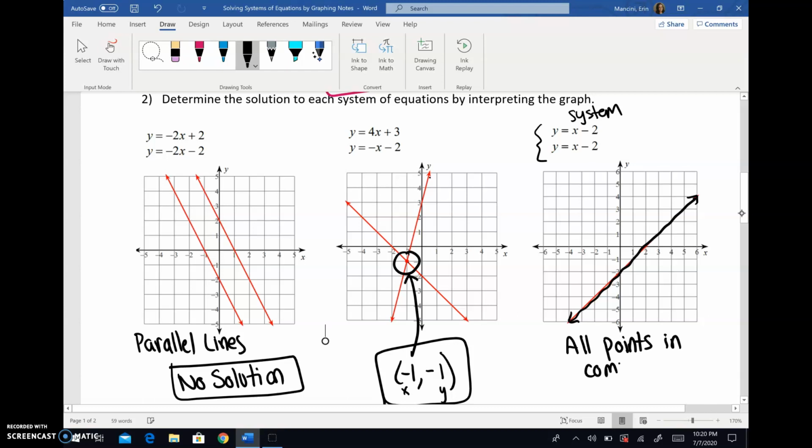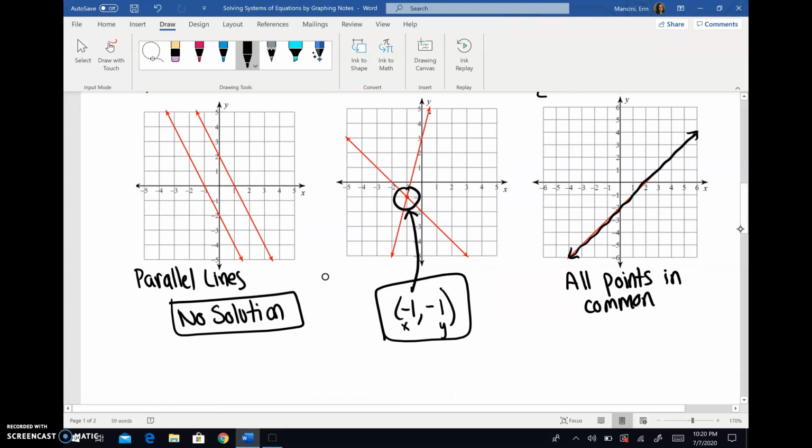Now that's a mouthful to say, the solution. So we would say then, if they have every point in common, and this goes on forever and ever and ever, that's why we have the arrows, we call this situation, when they're the exact same line, infinitely many solutions, or infinite solutions.